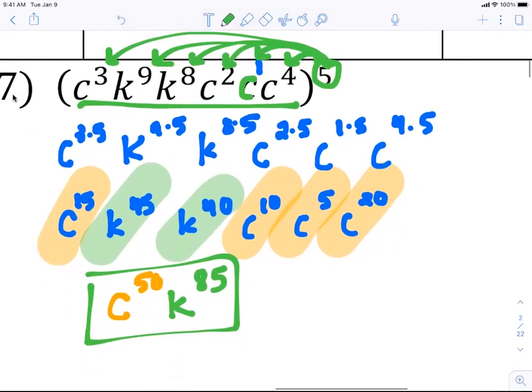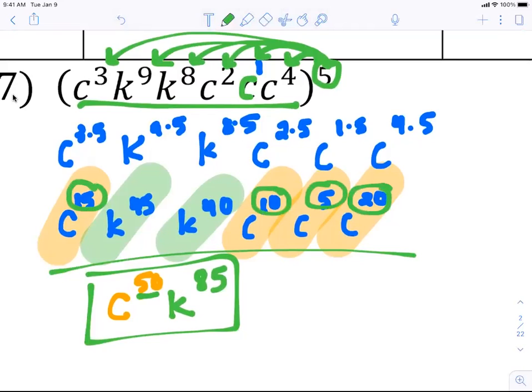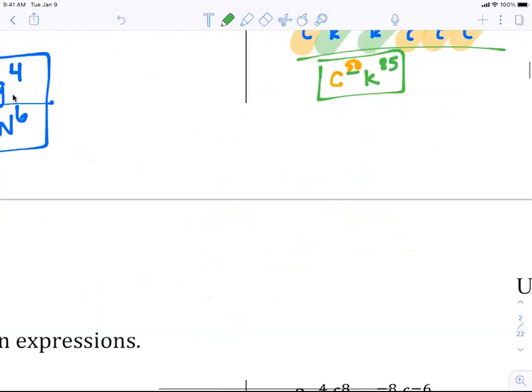Once you do that, you're left with these pieces right here, and then we're right back where we were in example 6. We're going to take each of our like bases and add up those like exponents. To get our final answer, C to the 50th, all I did was take 15 plus 10 plus 5 plus 20. And to get the K to the 85th, all I did was add the 2 exponents for K, and we got our final answer that way. Okay. Now, most of the problems are not all going to be this simple.